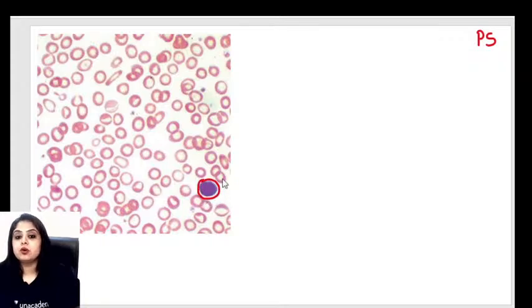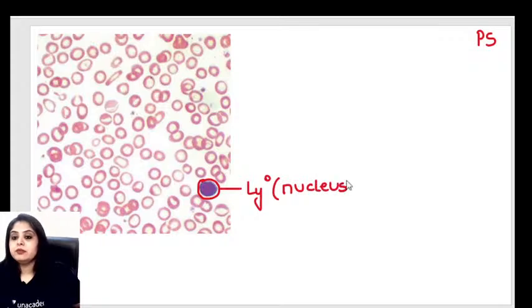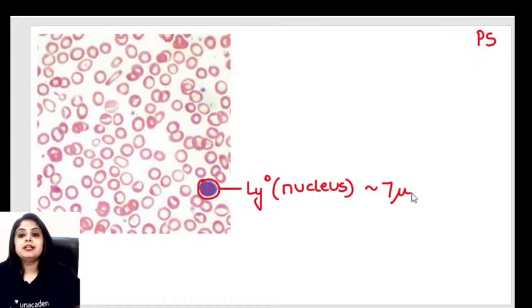That's the trick of solving a peripheral smear. So the first thing I pick up is a lymphocyte. And which part of a lymphocyte? The blue color dot. I pick up the nucleus of a lymphocyte because I know that a nucleus of a lymphocyte is approximately 7 microns, means it is similar to the size of a red blood cell. Even a red blood cell is 7.2 microns, right? So 7 microns is what I know a lymphocyte is, and I have to compare the red blood cells with the size of a lymphocyte.